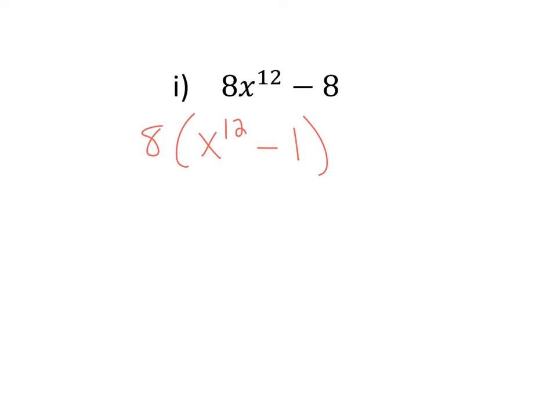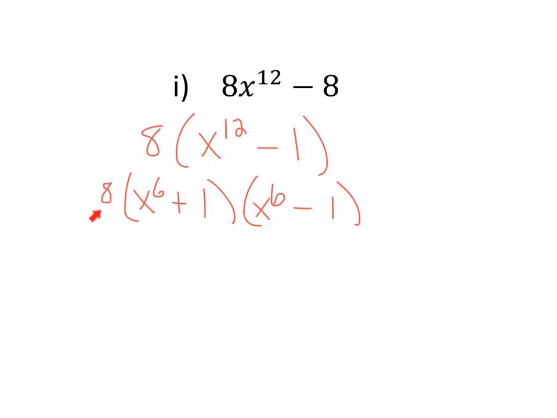Remember what I said earlier. A variable with an even exponent is a perfect square. And 1, of course, is a perfect square, and we do have a difference. When you're finding the perfect square with variables and exponents, you just divide the exponent in half. So I'm going to bring down the 8 from the outside, and this is going to be x to the 6th and x to the 6th. 1 and 1, make 1 plus, make 1 subtraction.